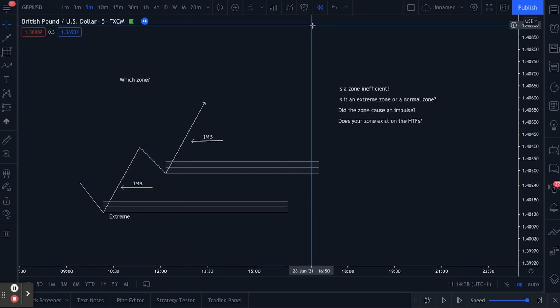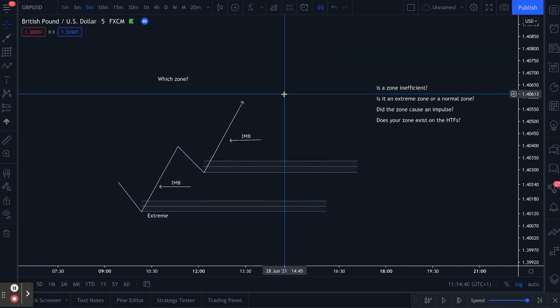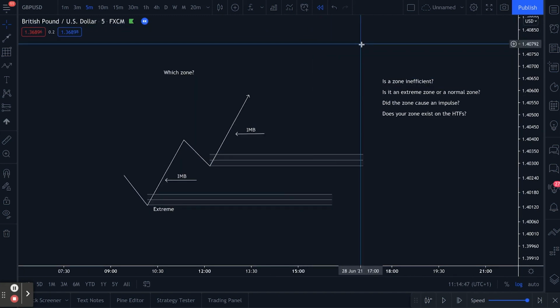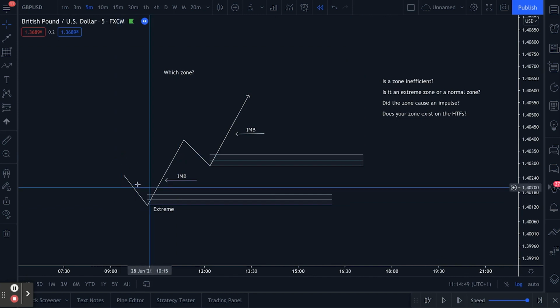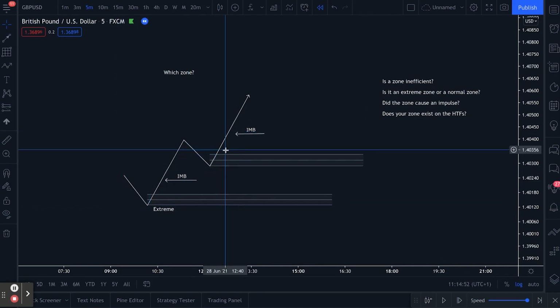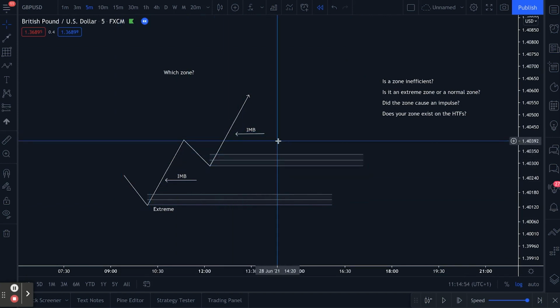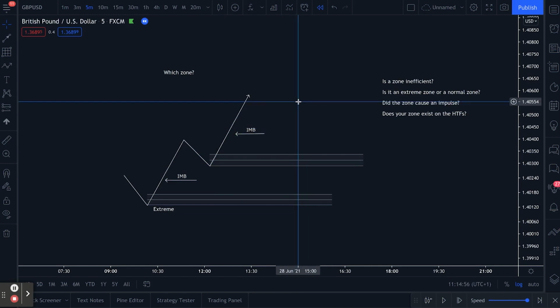And the final pointer is, does your zone exist on the high time frames? Many, many times I will see a trader send me analysis of an uptrend like this. They're looking to buy from this demand zone. They do buy from the demand zone, it doesn't work, and then they're confused of why they lost. They then shift up to the higher time frames. Say they were taking these trades on the 5-minute.